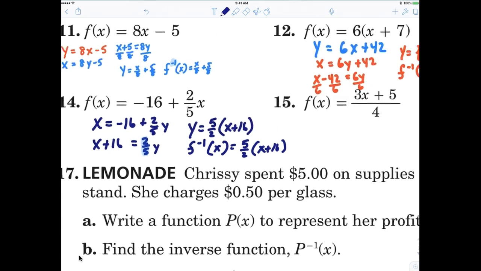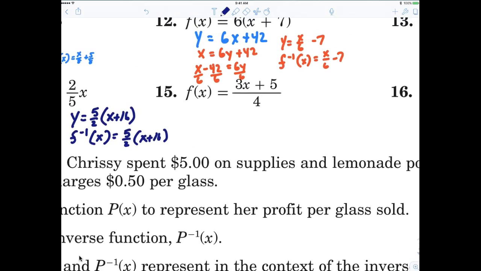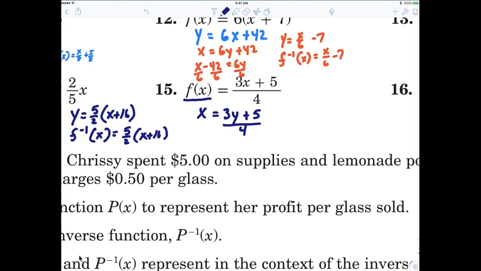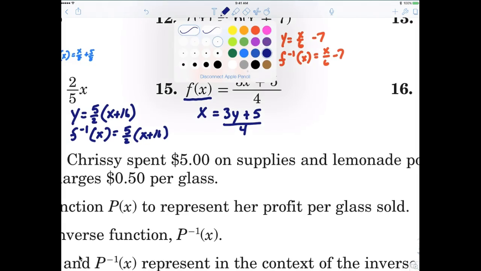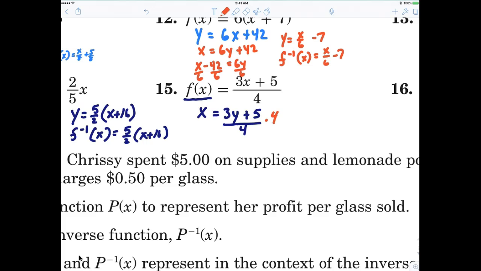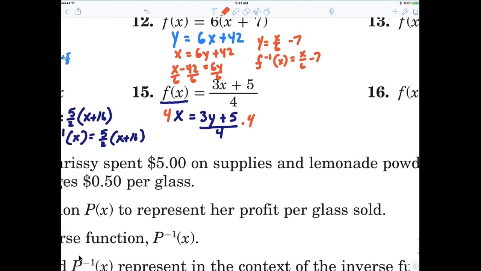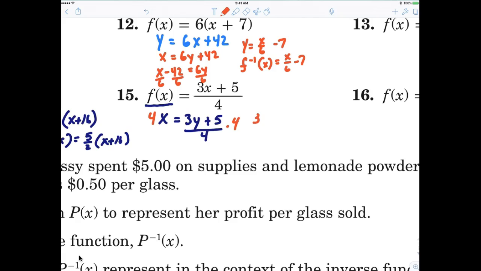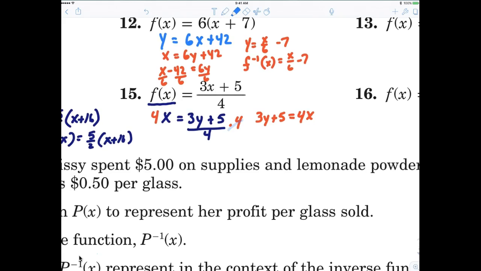Hopefully feeling good. Same principle. This is technically the y, so I'm going to change that to x. 3y is 5 over 4. Now, again, how do I undo division and multiplication? Multiply both sides by 4. So now I have 3y plus 5 equals 4x, because these things cancel.